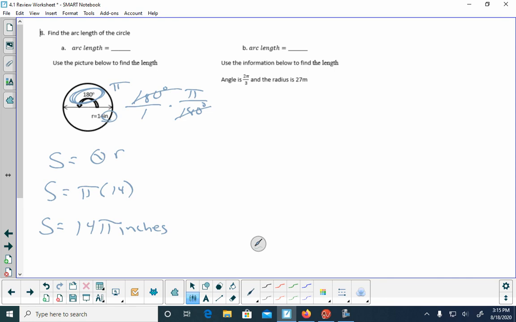The next one is the same thing. This time they're giving me the angle. It's already in radians, so I'm good to go. So I'm going to say S is equal to my angle, 2 pi over 3, times my radius, which is 27. When I multiply that, I do believe I get 18 pi. And my units are meters.